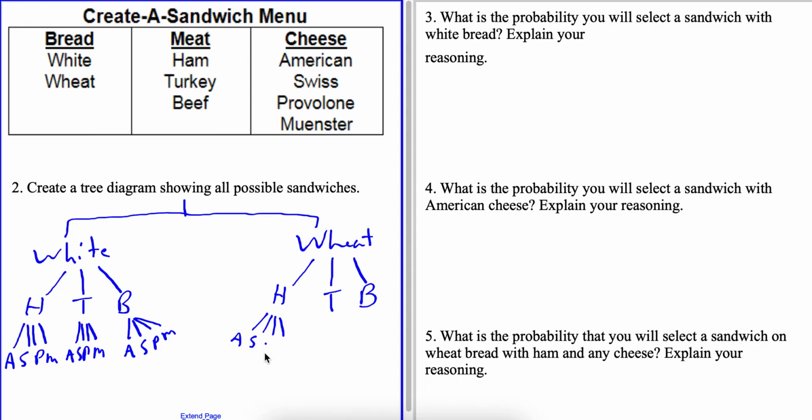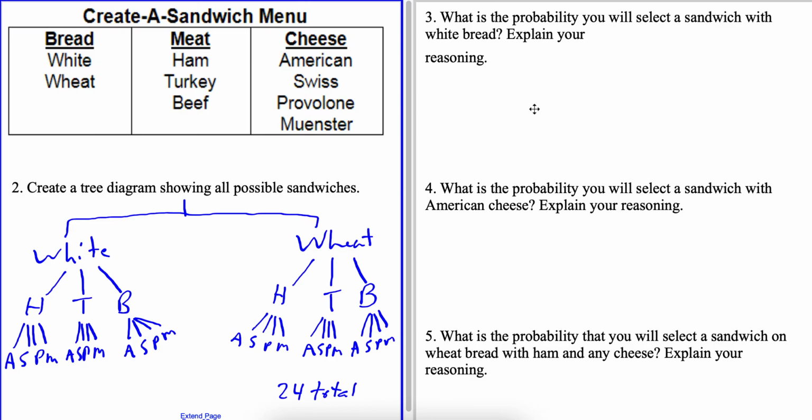American, Swiss, Provolone, Munster. 4 branches here. American, Swiss, Provolone, Munster. And not bacon, but beef. American, Swiss, Provolone, Munster. Now, if we were to count this, we have 1, 2, 3, 4, 5, 6, 7, 8, 9, 10, 11, 12, 13, 14, 15, 16, 17, 18, 19, 20, 21, 22, 23, 24. 24 total.